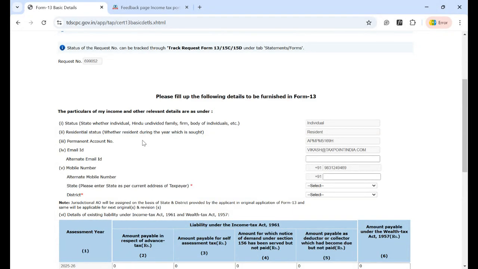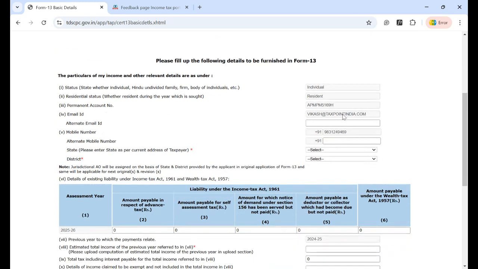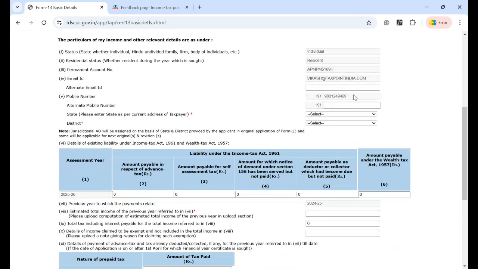So here, this is Form 13. My status is individual. I'm a resident. This is my PAN number, my email address. This is my mobile number, etc. District, state. I am from West Bengal, and my district is Kolkata.